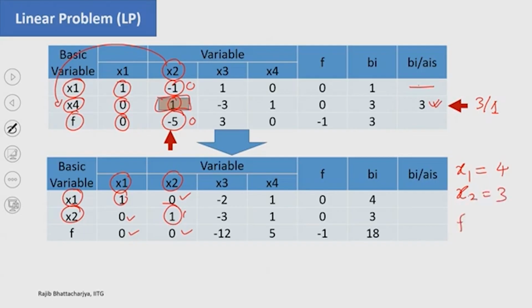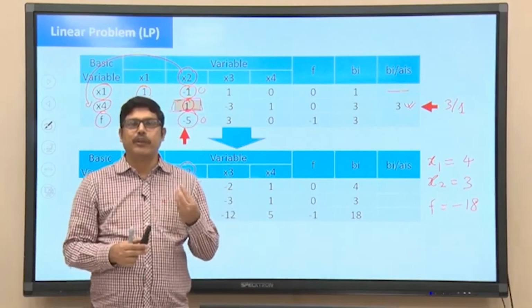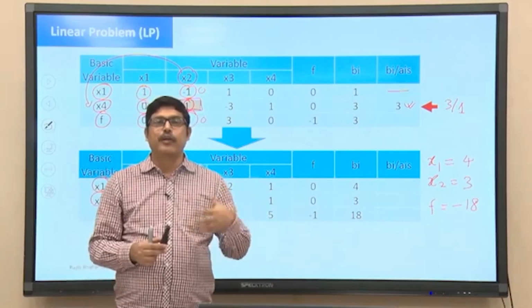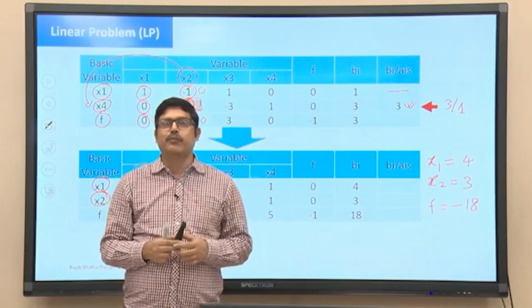And what is the objective function value? The objective function value is now minus 18. Okay. So, this is the objective function value here and I am getting a solution that x 1 equal to 4, x 2 equal to 3. Now, the question is, is it the optimal solution? Is it possible to improve the objective function value? That means, can I reduce the objective function value in this case, because this is a minimization problem.